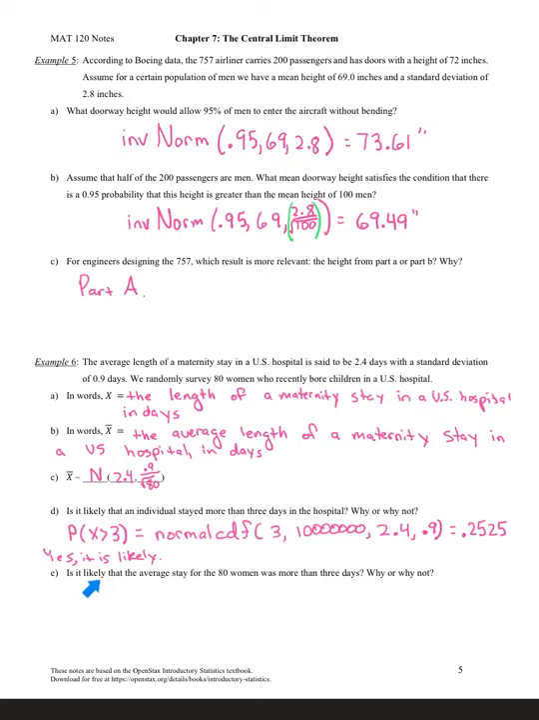In letter E, we're asked, is it likely that the average stay for the 80 women was more than 3 days? Why or why not? Once again, we'll use our normal CDF, but were you able to figure out what would be different here? And hopefully you got it, but we would have to use our central limit theorem and adjust our standard deviation here. And we would get a number so small, it would be very close to 0. So is it likely? No. It's almost impossible since the probability is just about 0.